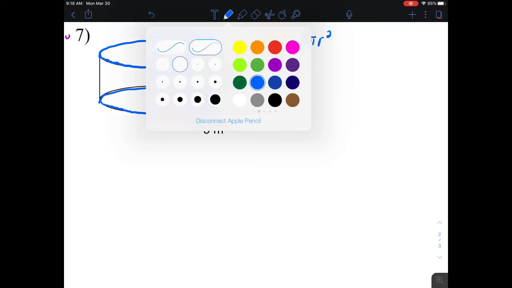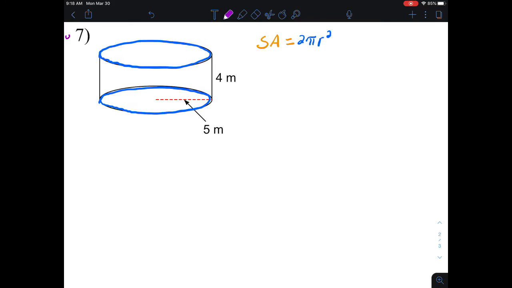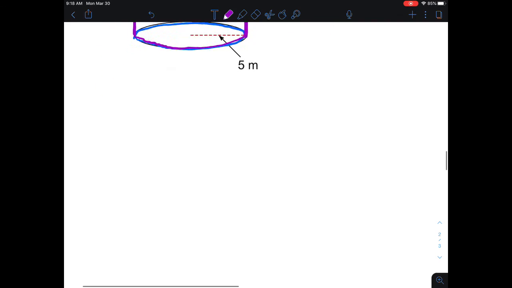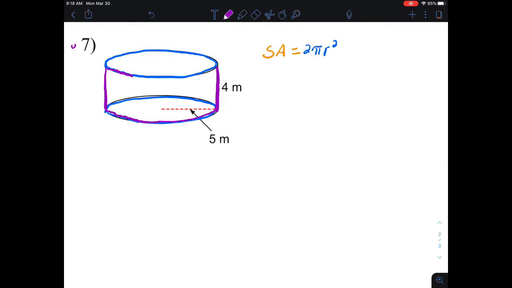And we also have to account for the outside part of it, like it's right here in the middle. So this section here is going to be equal to 2 pi r h. And so this is for the surface area of a cylinder.